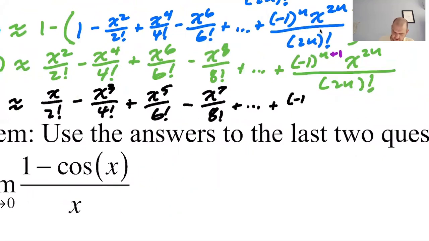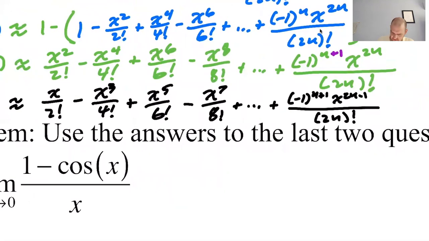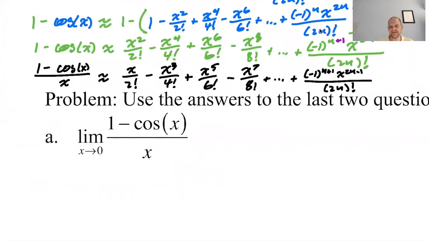Then what happens here? -1 doesn't have any x's. x to the 2n, if you knock off 1, it's just x to the 2n minus 1, and then the denominator doesn't change. So we get this. Okay, so how does this help us do the limit that's immediately below it?